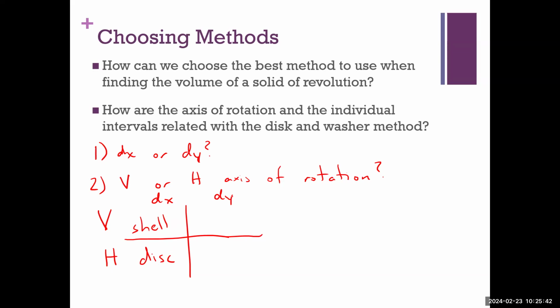Okay, now DY rectangles, so long, flat, thin rectangles. If I wrap those around a vertical axis, what am I making? Disc or a shell? Disc or washer? And finally, if I take a long horizontal rectangle and wrap it around a horizontal axis, what does that make? Shell.